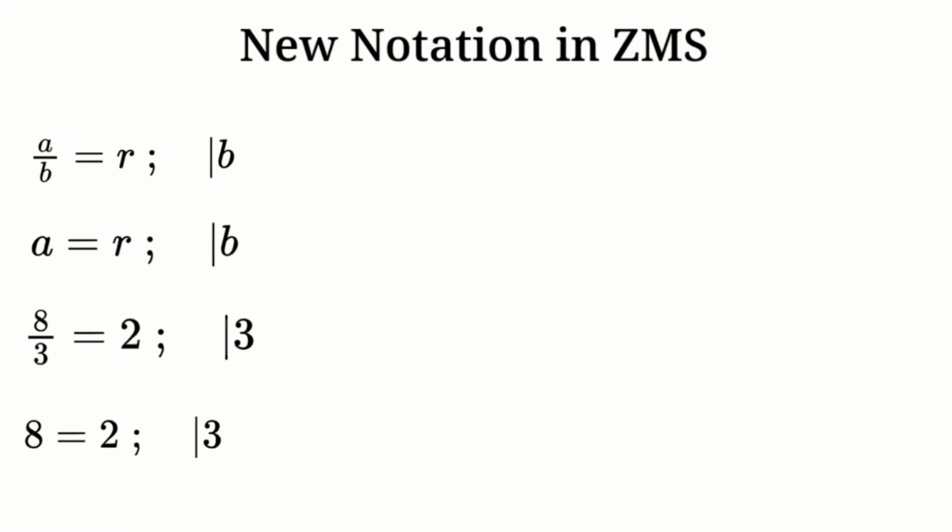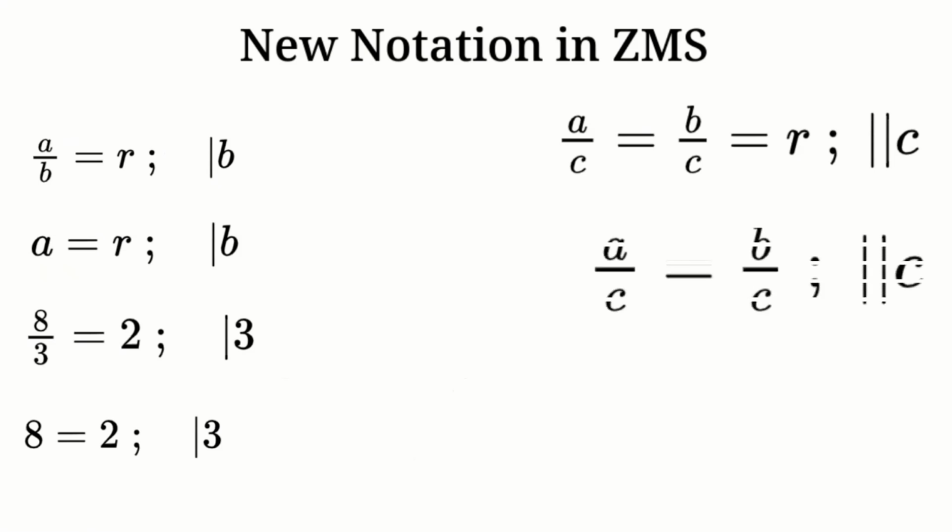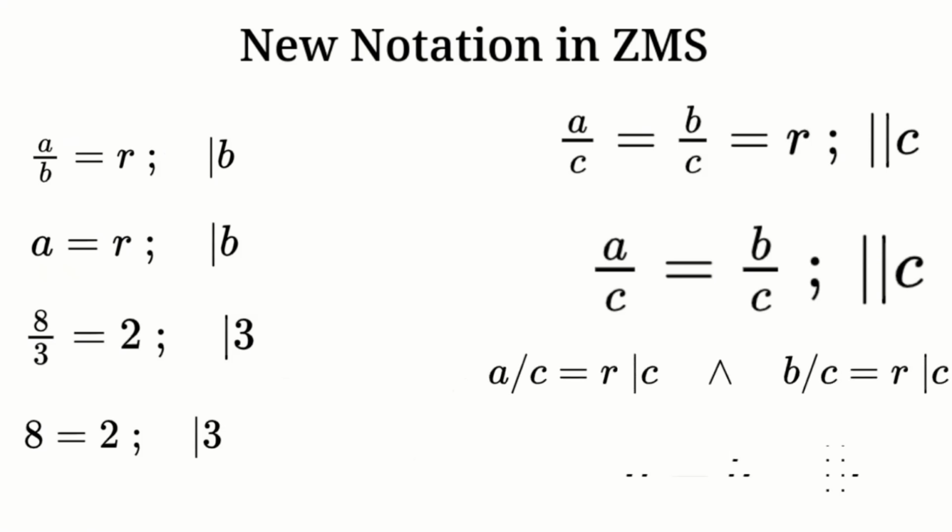If you want to compare two divisions and see if their remainders are the same, we use double mod. We say a over c equals b over c double mod c. This means both divisions leave the same remainder when divided by c. In other words, a and b are both equal to that remainder when using mod c. We use the pipe symbol to represent mod, but we'll call it mod for simplicity.